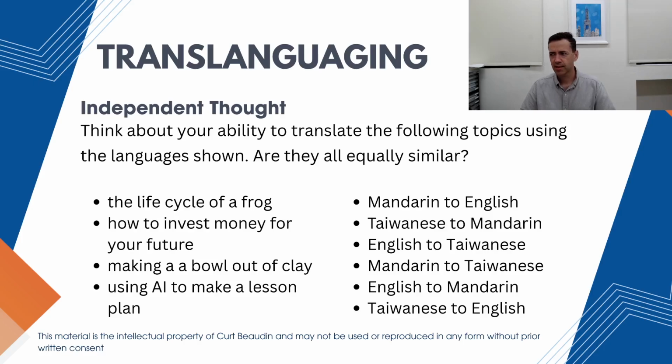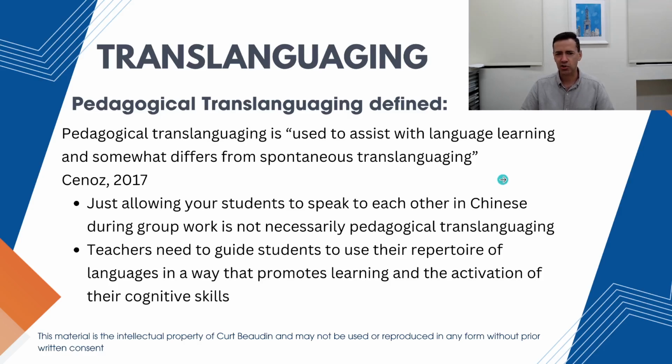Now, of course, this one here, pedagogical translanguaging, is more about what's happening in the classroom, because we can't just let students always use Chinese, because they will. So we need to create opportunities for them when they're going to use English, when they're allowed to use both their languages or all of their languages.